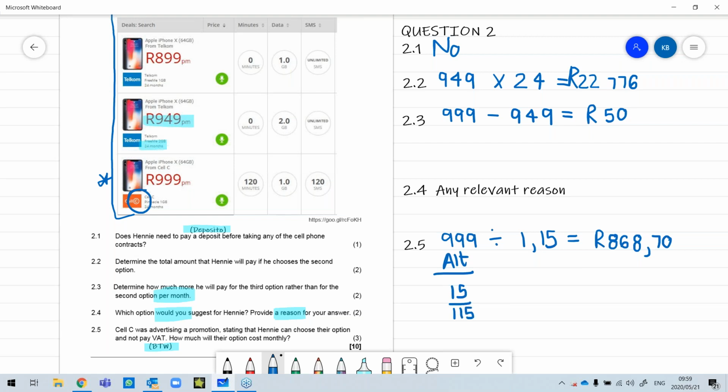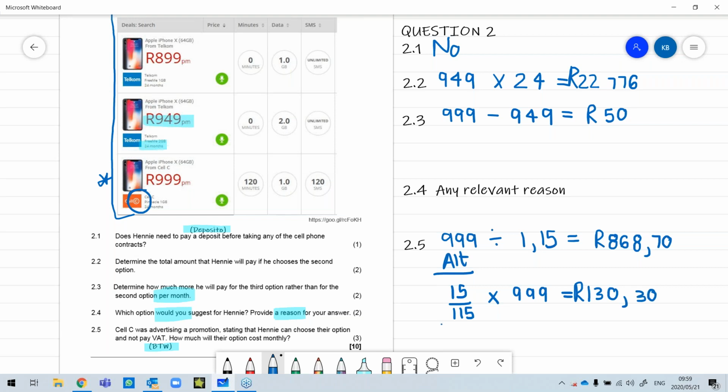Remember, we place it over 115 because 999 Rand is the entire whole price, including an additional 15% VAT. You multiply that by 999. Let's just calculate that quickly. It gives you an answer of 130, and a rounded off decimal of 30 cents.